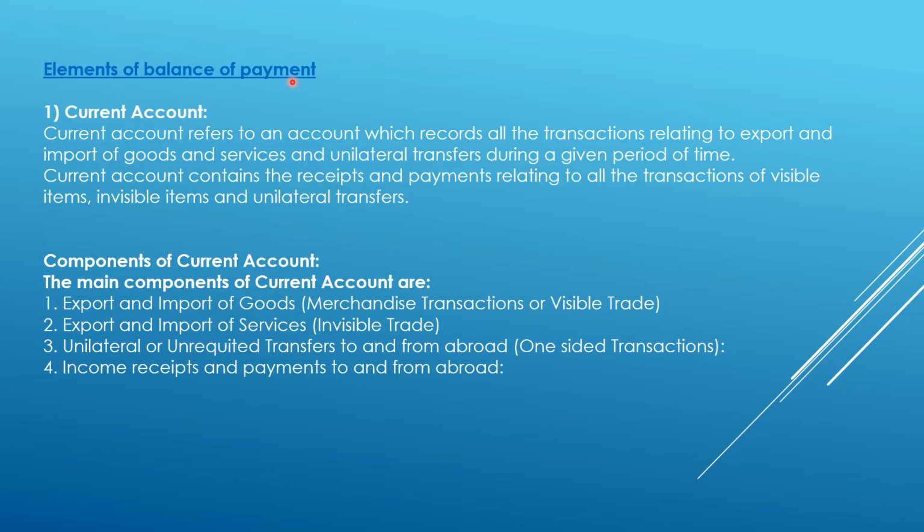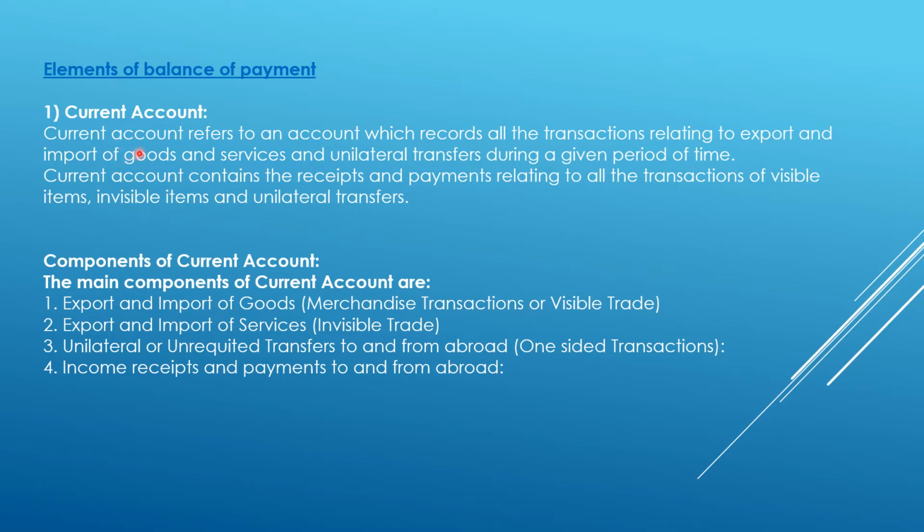And the next is capital in nature. Capital transactions are those transactions which happen between the residents of the country and the rest of the world due to buying and selling of capital assets. So these are the four types of transactions which are included in the balance of payment. Let's see the first element, current account.